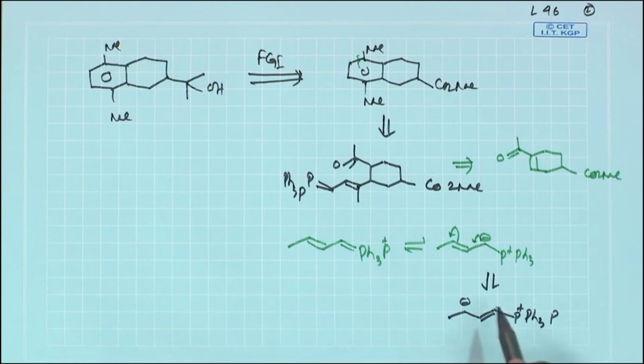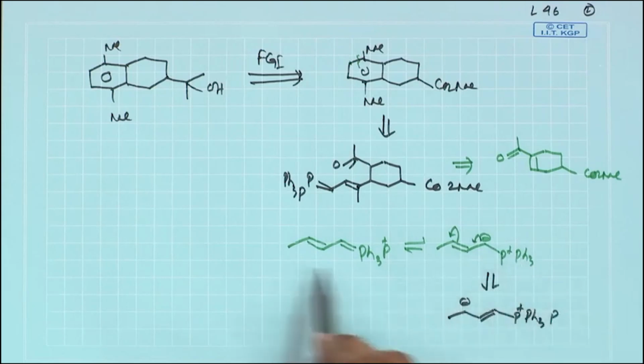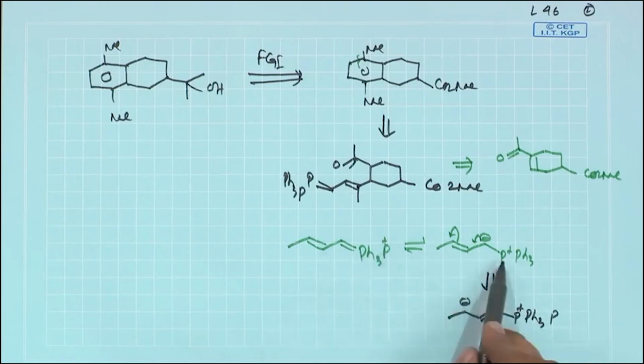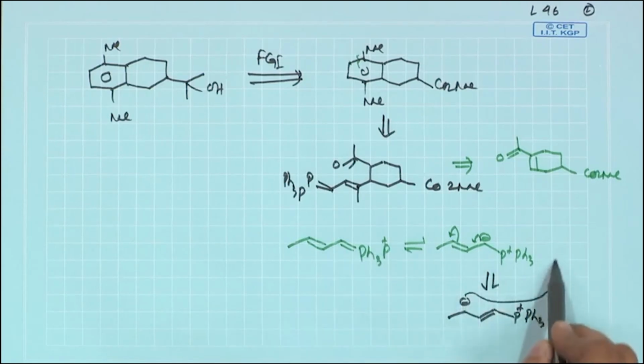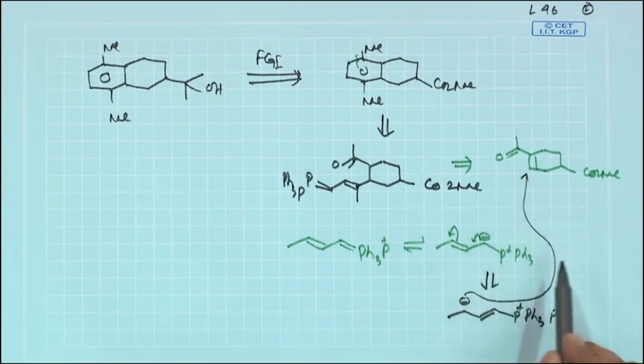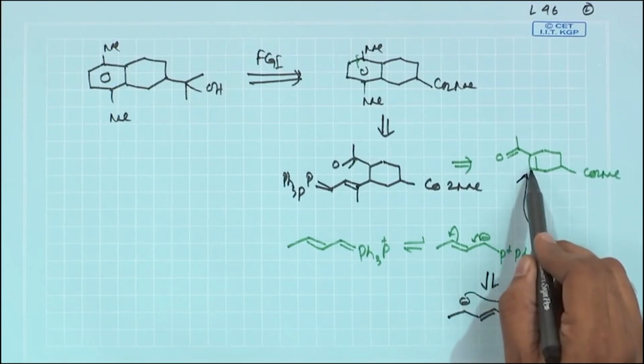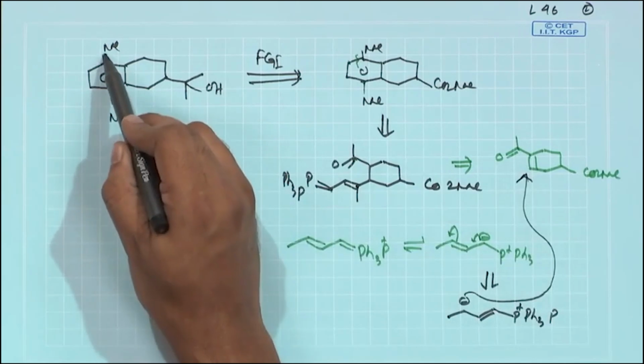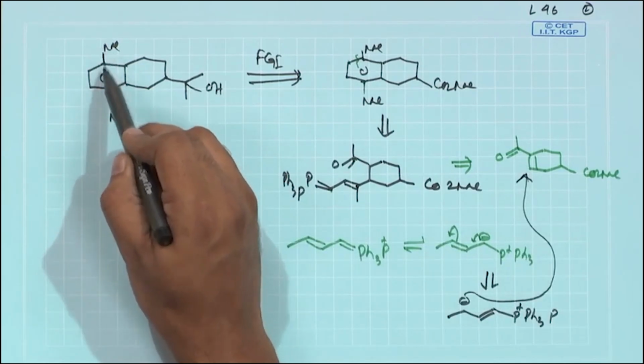Now, I am saying that if this initial compound was given to you, you assume that this kind of resonating structure takes place, and then this one acts as a Michael nucleophile to this Michael acceptor. You see in the structure both the methyls are on this terminus.